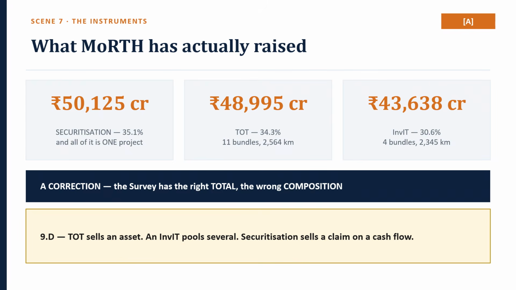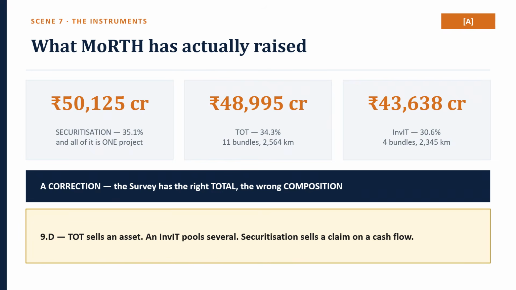Second one is monetization is not privatization. Ownership stays with the state. The asset reverts, and pure commercial sale of land where proceeds do not create an equivalent asset is expressly outside NMP 2.0's purview. So that single sentence answers the most political objection to the program.